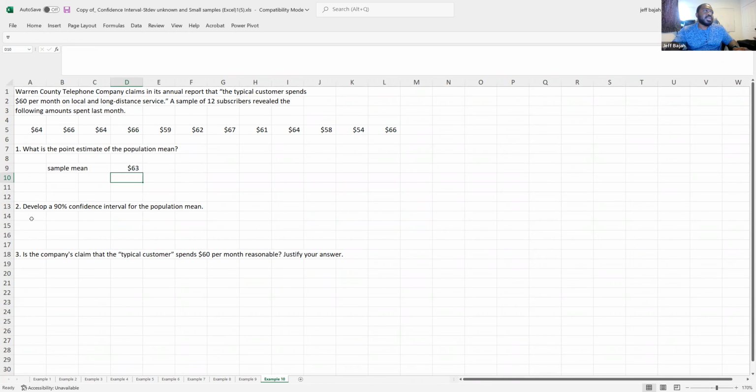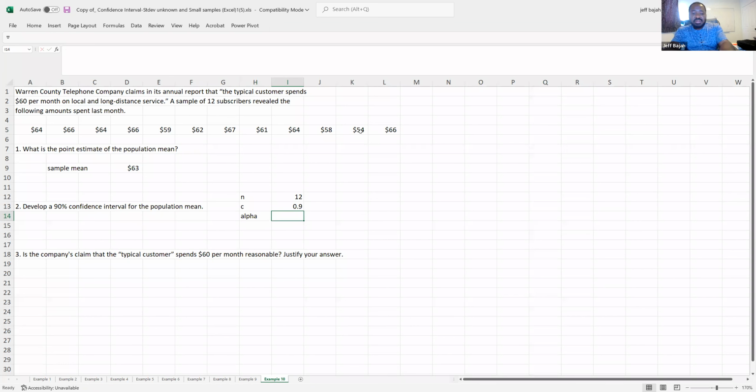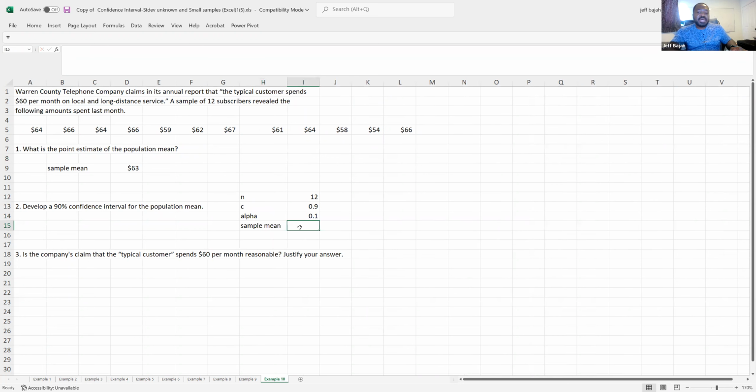That's 3. Now here it's asking you to develop a confidence interval. So this one uses all we've learned so far, right? So let's count the number of values here. And so the sample size is 12. We can say our confidence level is 0.9. And so we know our alpha, which you notice, every time I do alpha, I don't just type in 0.1. I show you in Excel how you subtract and you get 0.1, right? And our sample mean, we don't have to calculate that because we already did it prior, and we got our 63, right?